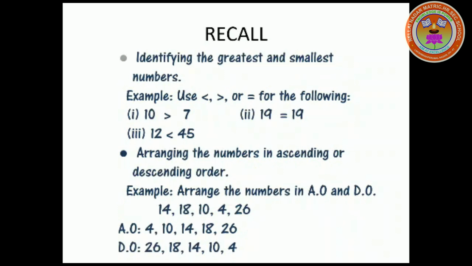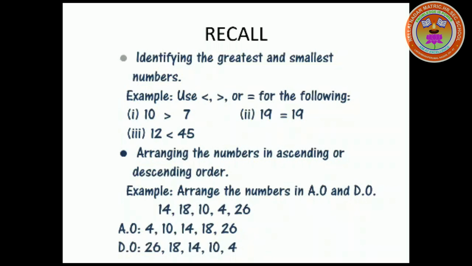After these things, we would have identified the greatest and smallest numbers. For example, we use the symbols less than, greater than or equal to for the following. First one, 10 and 7. 10 is greater than 7. So we use the symbol greater than and we read it as 10 greater than 7. Next, both the numbers are 19. Since both are same, we use the symbol equal. Third sum, 12, 45. 45 is greater than 12, and we have used the less than symbol since 12 is less than 45.